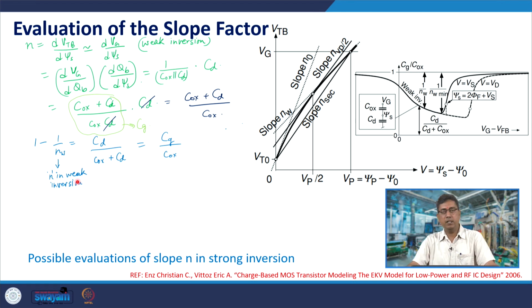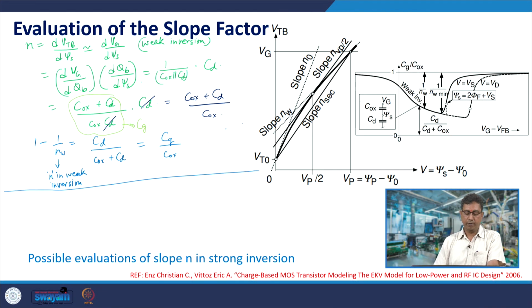And why is it valid? Because the gate voltage is nearly equal to the threshold voltage in weak inversion. So, the surface potential is now a linear function of gate voltage. So, we can determine the value of slope factor directly from gate voltage in weak inversion. And that is what we have. We have discussed a method to do that. This is regarding weak inversion.